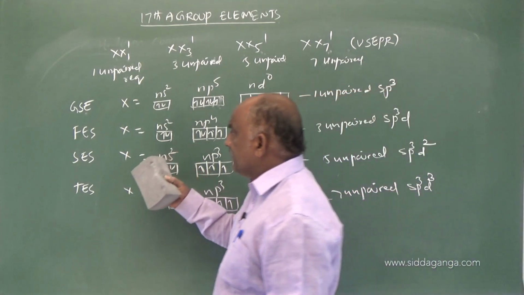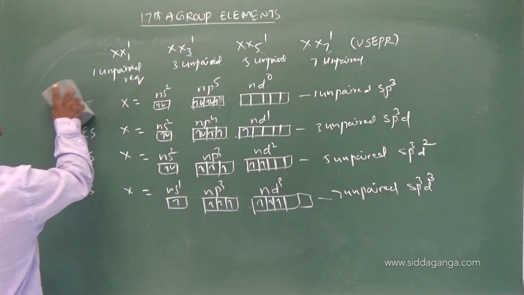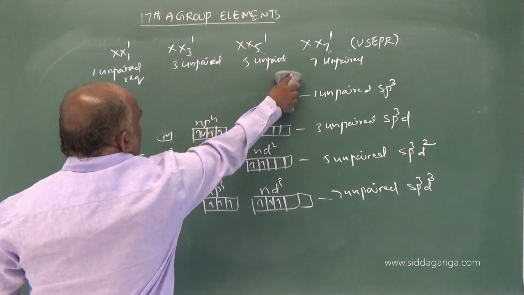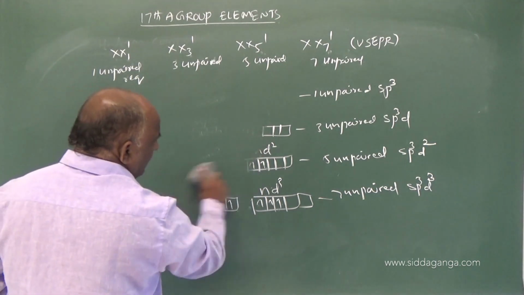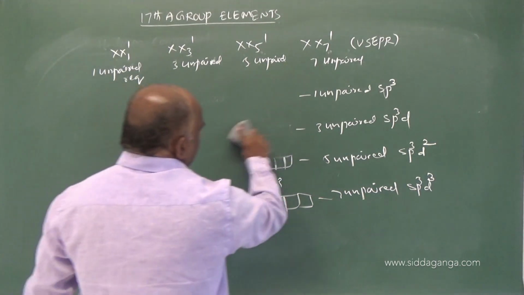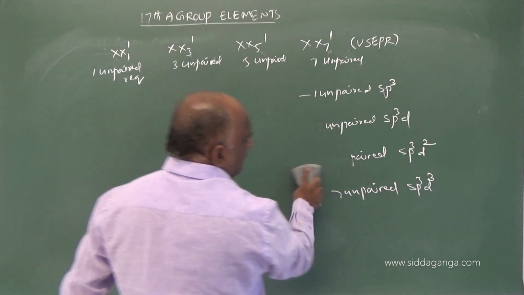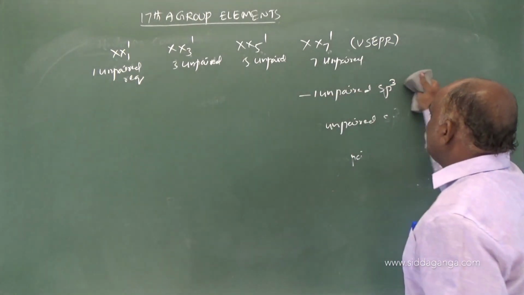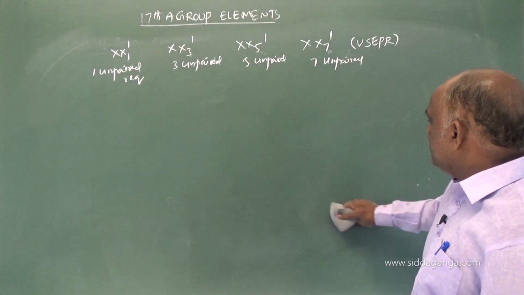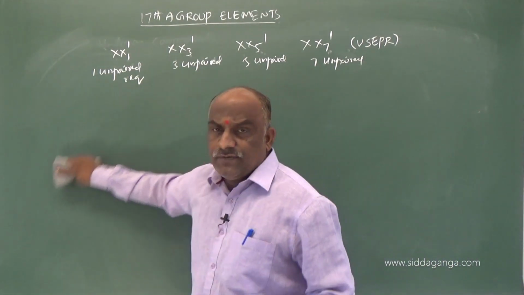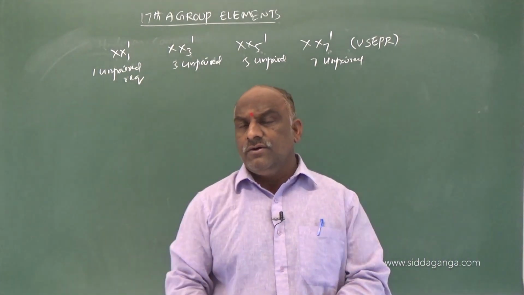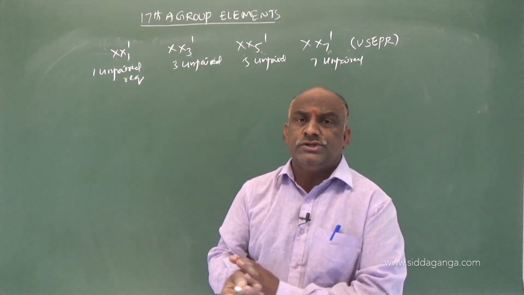So let us consider the hybridizations and shapes of the molecules. Very important, don't neglect this. After completion of this, I will give one simple technique regarding hybridizations: how to calculate hybridizations, lone pairs and bond pairs by using one simple formula, without writing these excited states and ground states.